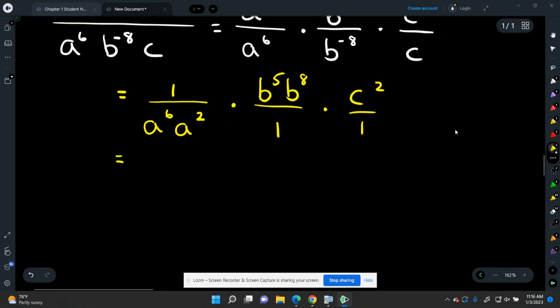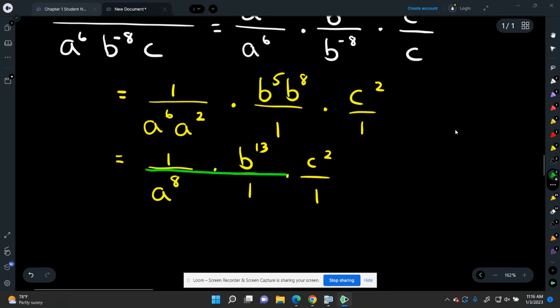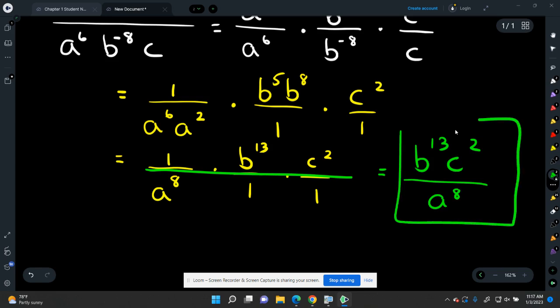That gives me 1 over a to the 8th, 6 plus 2 is 8, times b to the 13 times c squared. We draw our line straight across. So we have b to the 13, c to the 2nd, over a to the 8th. And we're finished.